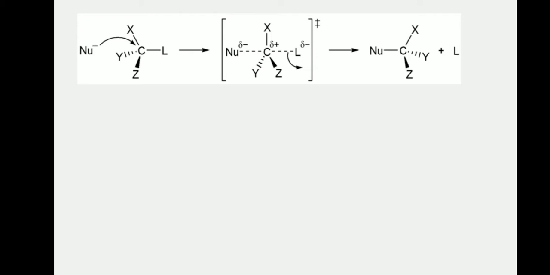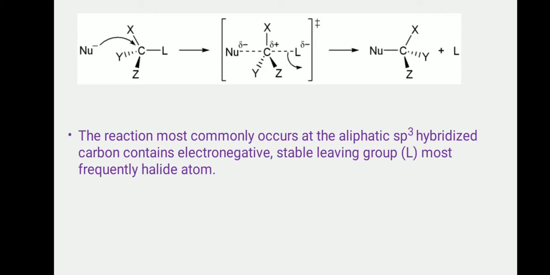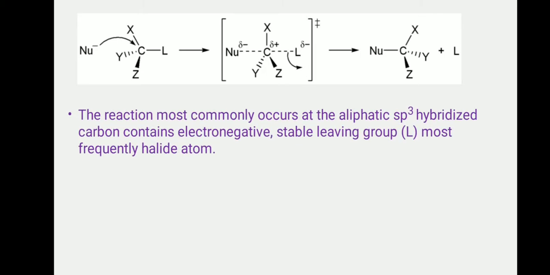So let us consider, this is our reaction, this is our substrate molecule, and this is the intermediate. On the substrate, the nucleophile attacks the central carbon atom, which is an sp3 hybridized carbon. This reaction most commonly occurs at the aliphatic sp3 hybridized carbon, which must contain an electronegative and stable leaving group. Here L indicates the stable, electronegative leaving group, most frequently a halide, because this reaction is mainly observed in alkyl halides. When alkyl halides react with other nucleophiles, we get this type of reaction.